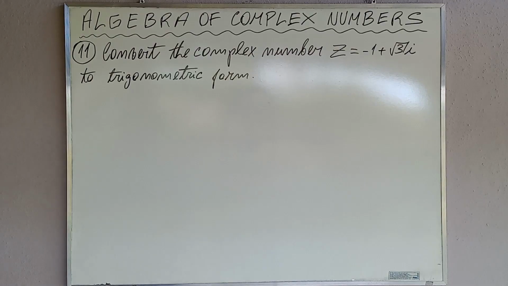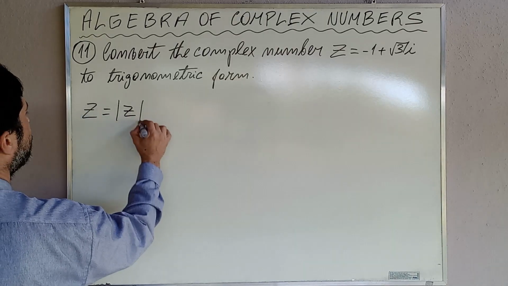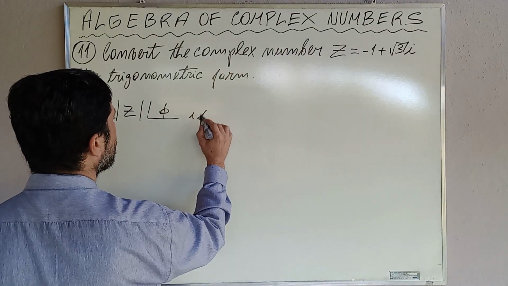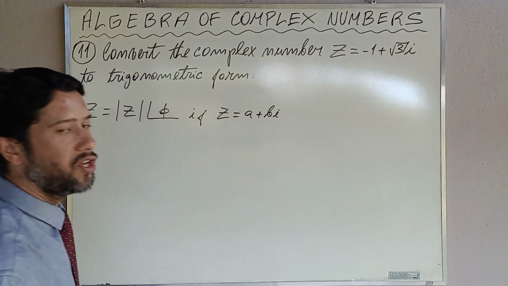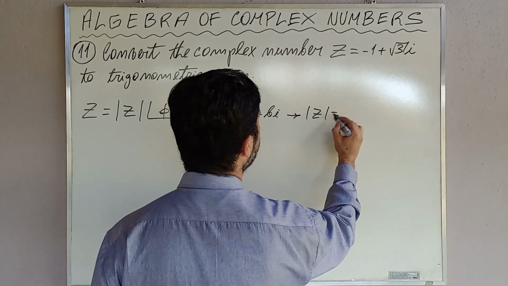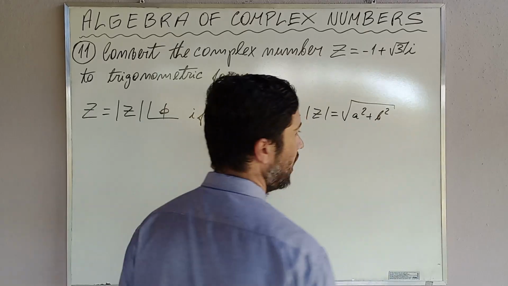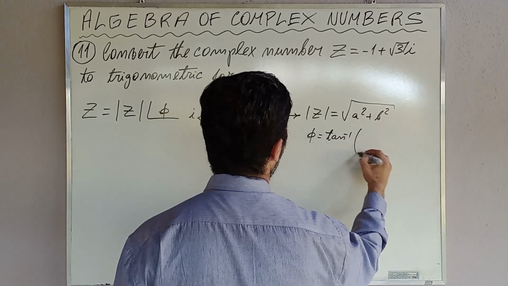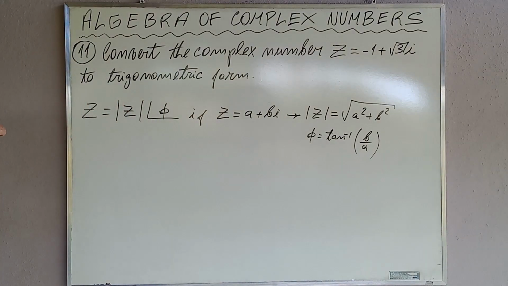In polar form, a complex number is expressed as z is equal to the magnitude of z with an angle, in which if z is equal to a plus bi is the Cartesian form of the complex number, the magnitude of z is equal to the square root of a squared plus b squared, and the angle is the inverse tangent of b divided by a. Let's use the values provided by the exercise.